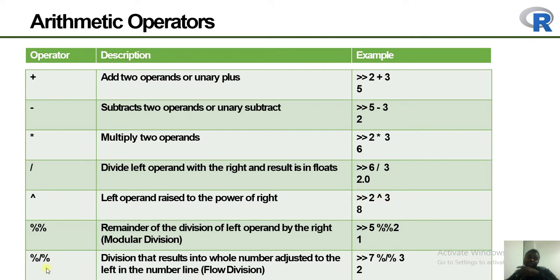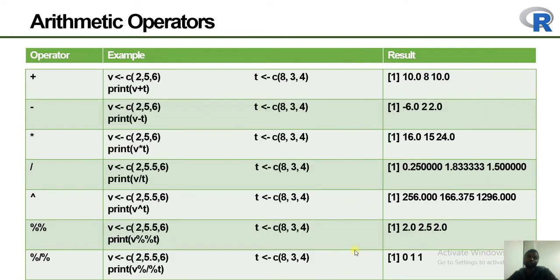The other type is called the floor division, and this is just the reverse of the modular division. The modular division gives the remainder, the floor division gives the whole number. An example is what we have here: 7 %/% 3, and then we have our result to be 2. So it means we can have 3 twice in 7, and we have a remainder of 1.